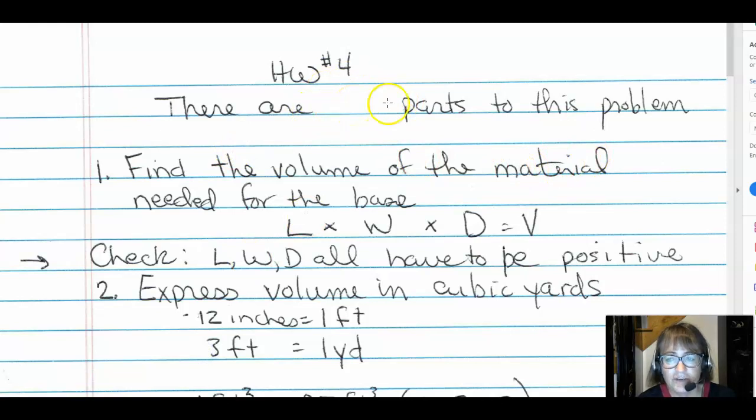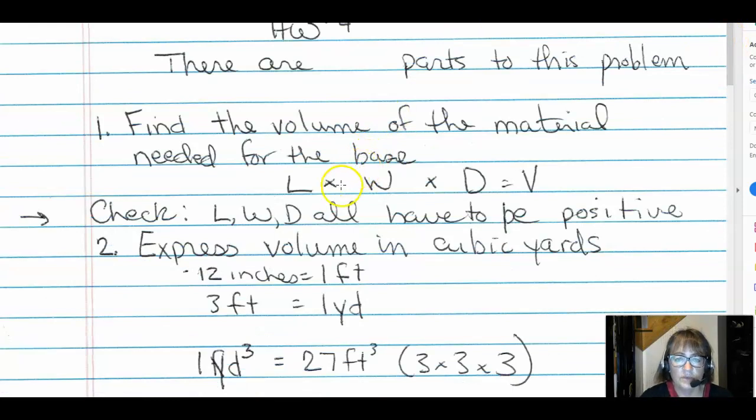This should have a number 5 right here. I just forgot to put that. The first one is to find the volume of the material needed for the base. Now, the volume is going to be the length times the width times the depth, but the length is given in miles. So I should also include here that 1 mile is 5,280 feet. The width is given in feet, and the depth is given in inches.